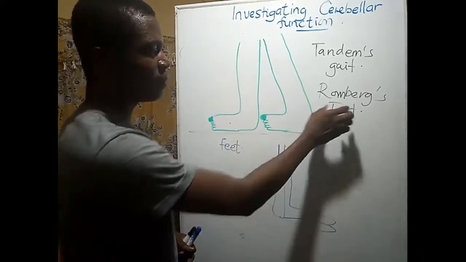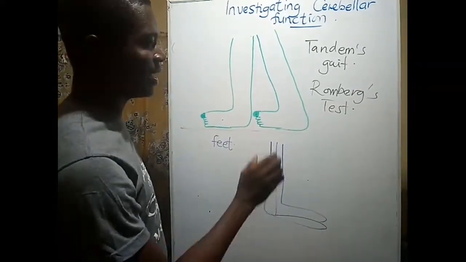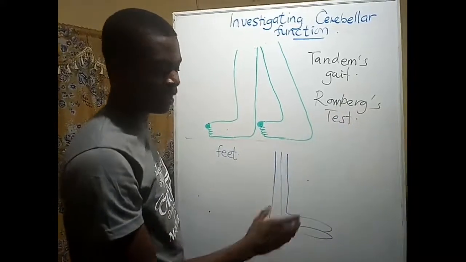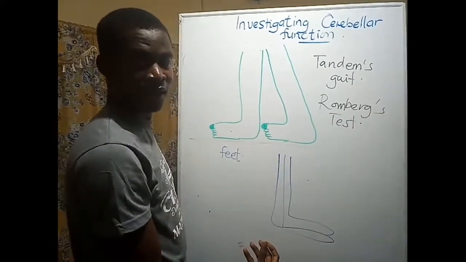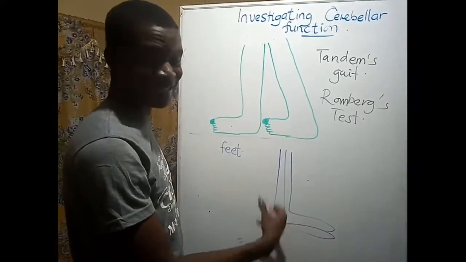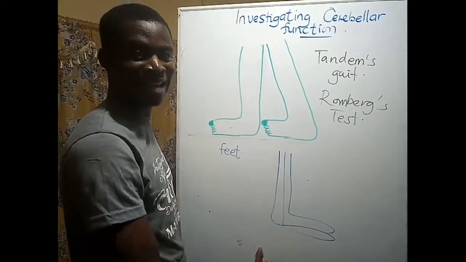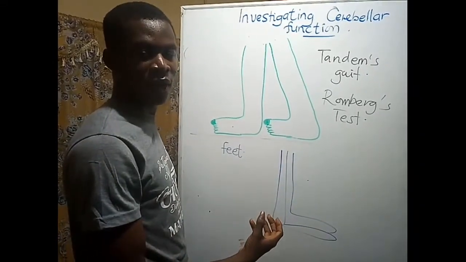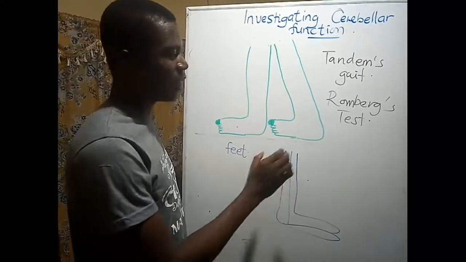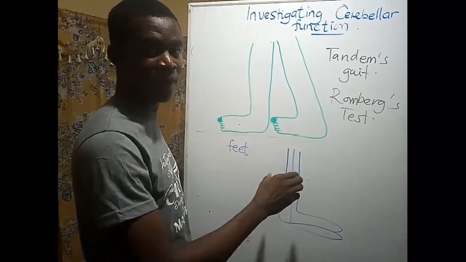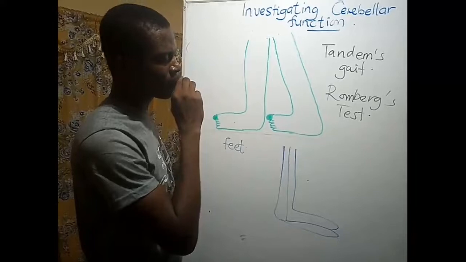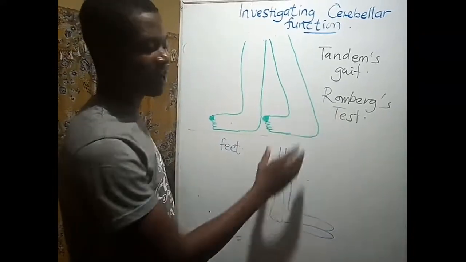Now, a positive Romberg's test is when an individual closes his or her eyes and then loses position or the sense of his or her positioning. So there is an increasing loss of positioning or unsteadiness. Then we say that the individual has a positive Romberg's test. Now, how do we attribute it to cerebellar function?